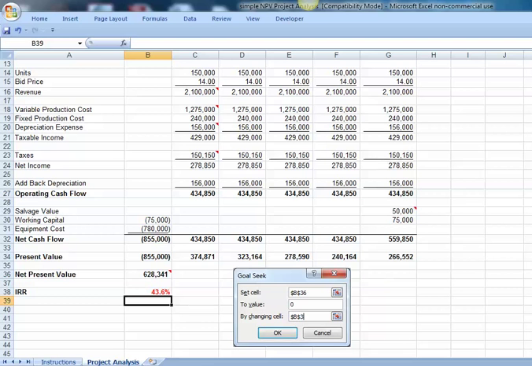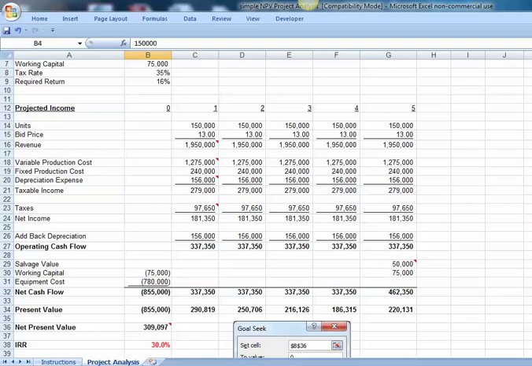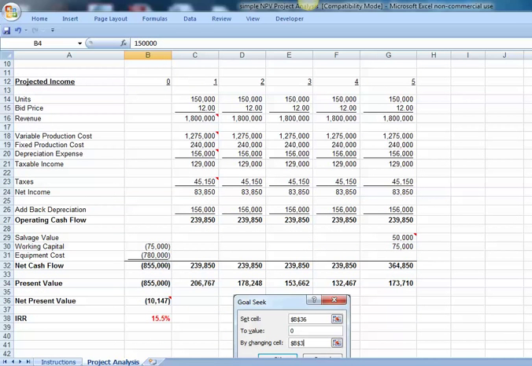We wanted to know what bid price will give us a net present value of 0. We could come up here and change it. 14 had a positive net present value. Let's try 13. That took us down to 309. How about a $12 bid price? $12 bid price takes us down. Oh, that's a negative net present value, so that's a bit too low.